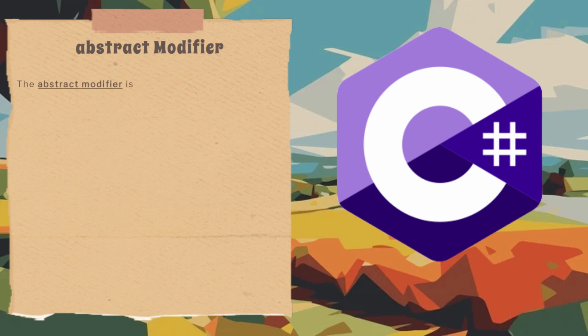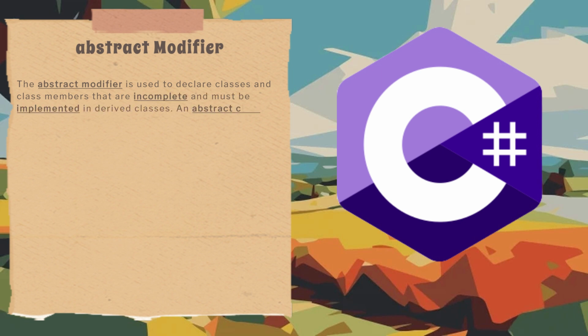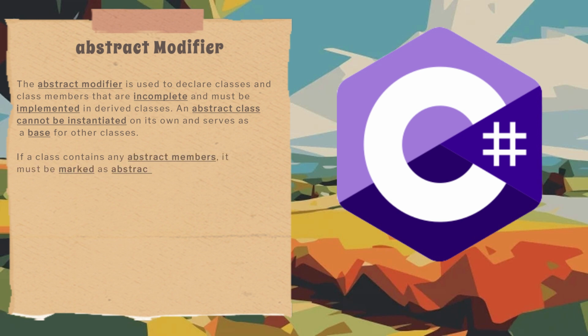The abstract modifier is used to declare classes and class members that are incomplete and must be implemented in derived classes. An abstract class cannot be instantiated on its own and serves as a base for other classes. If a class contains any abstract members, it must be marked as abstract.